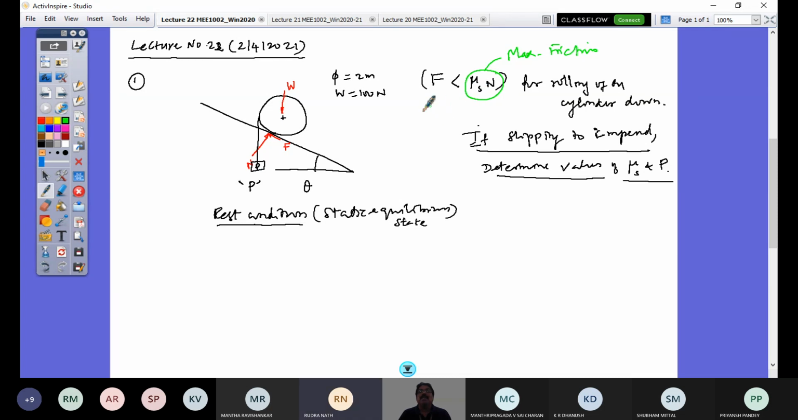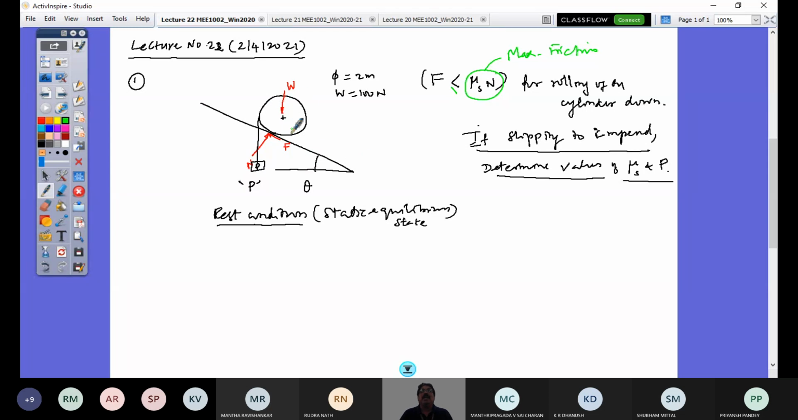So if it is less than this, there is a rolling state if P is not there. But P is there, so it is in rest condition. So it should go to an impending state. That's why I should say less than or equal. So when F is equal to this, what would happen? It has gone to the state of sliding. So this slipping. Then this F is going to be μs times N. Right? That is one thing.